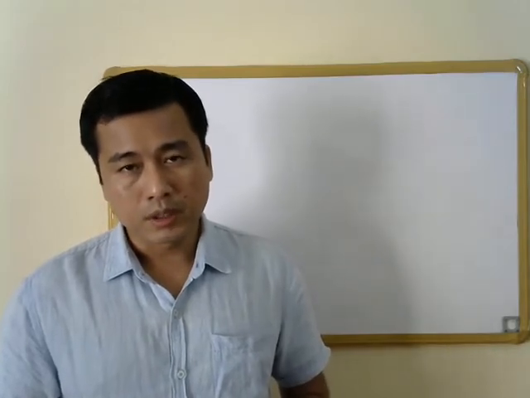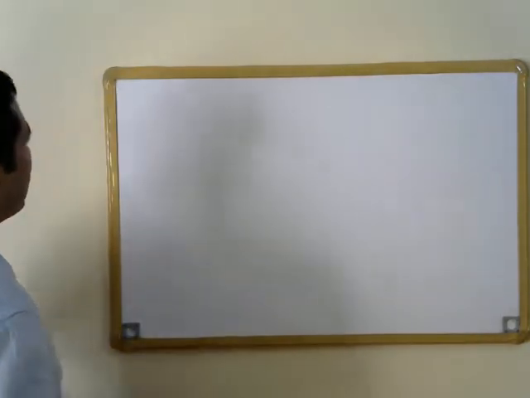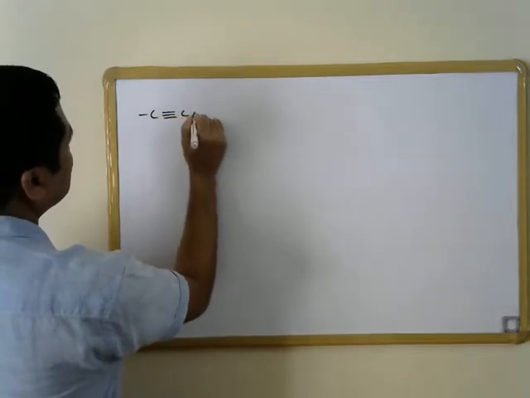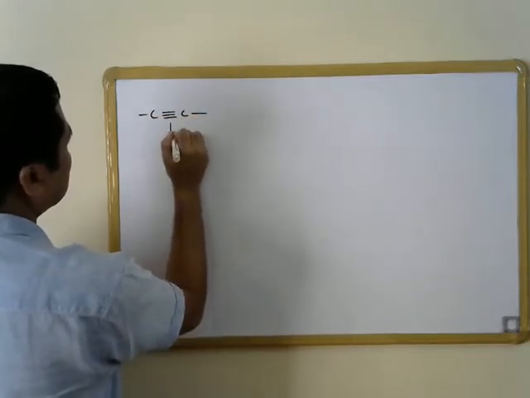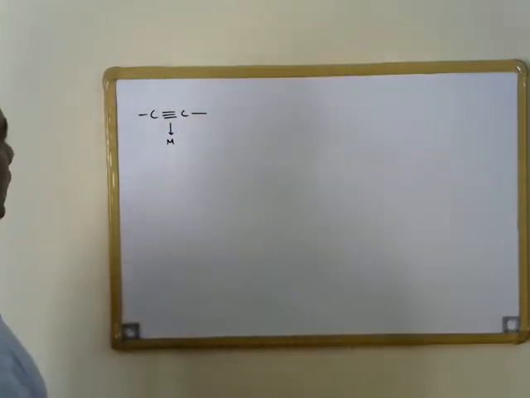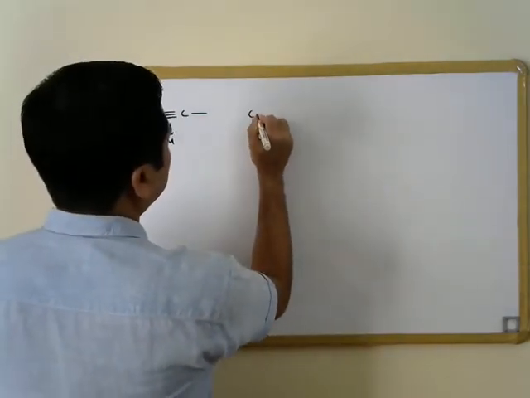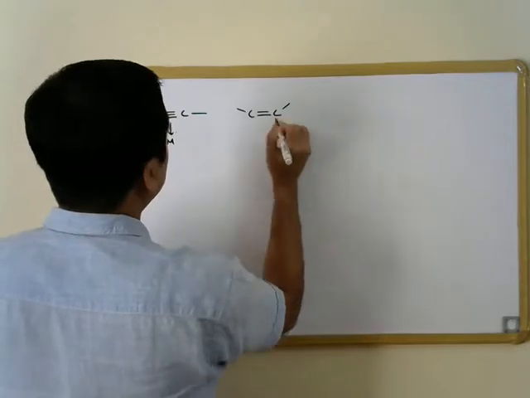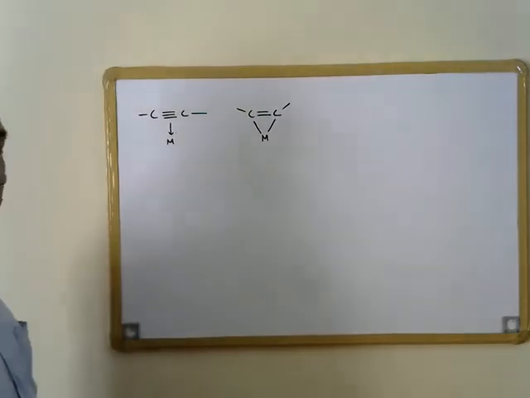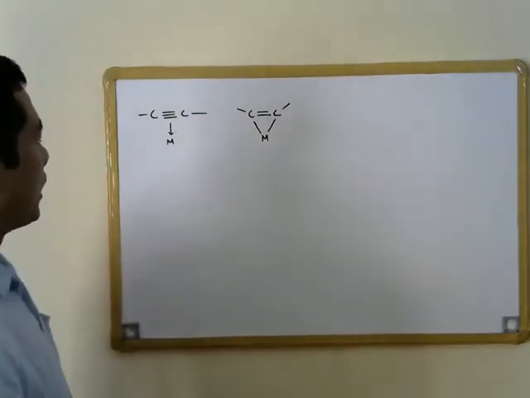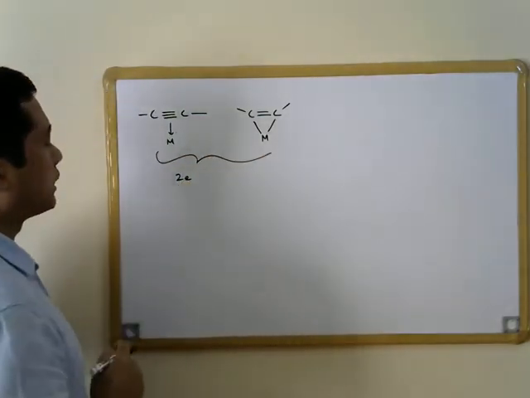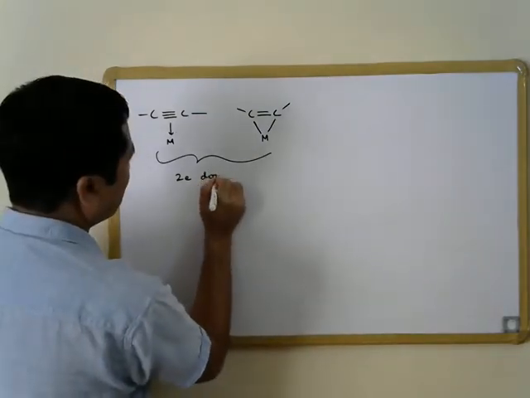The most common binding modes of the alkyne ligand: this is a monodentate binding mode of the alkyne ligand. Then we can also have a bidentate binding mode, that is, formation of a chelate in this way. And in these two binding modes, the alkyne ligand essentially acts as a 2-electron donor.